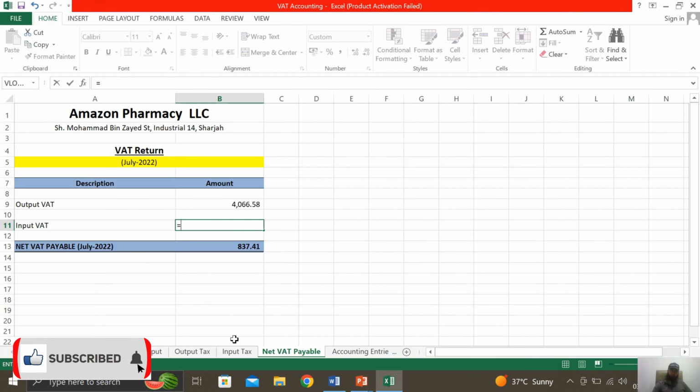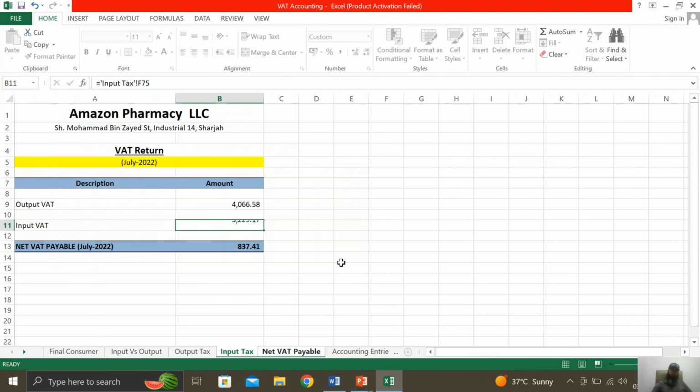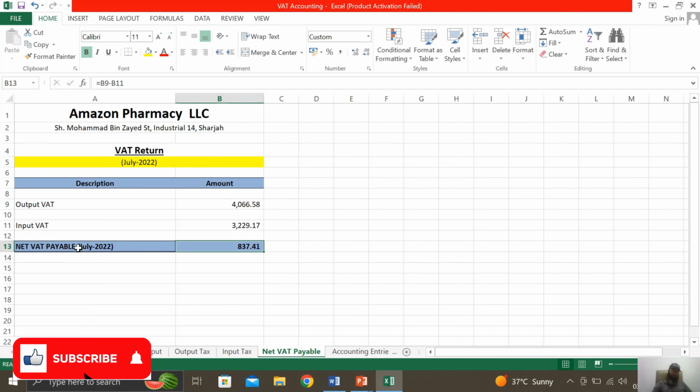And how much is the input VAT? It will come from here, from the GL of input VAT as of 31st July 2022. So this will be 837, this is the liability. You will mention here that this is my net VAT payable, and this you have to pay to the government.